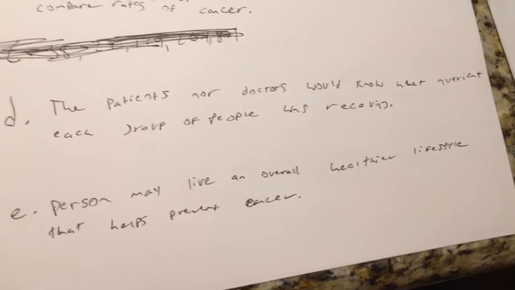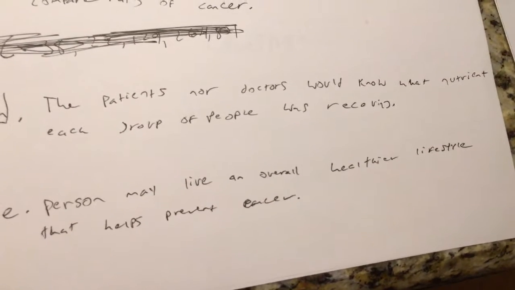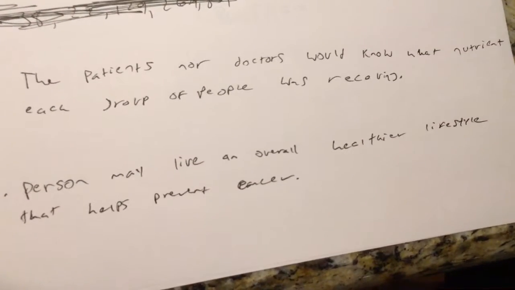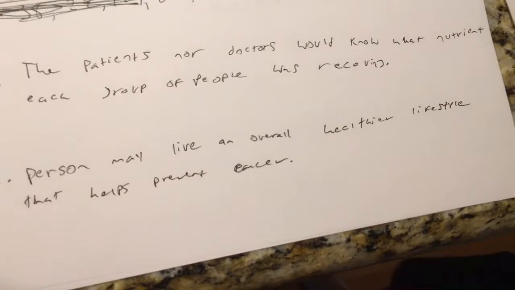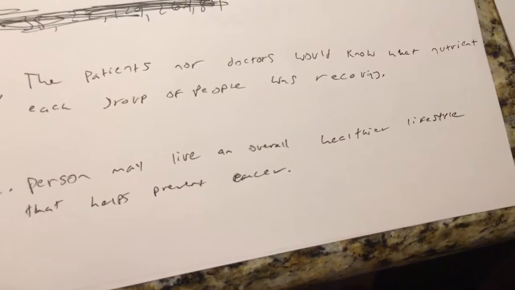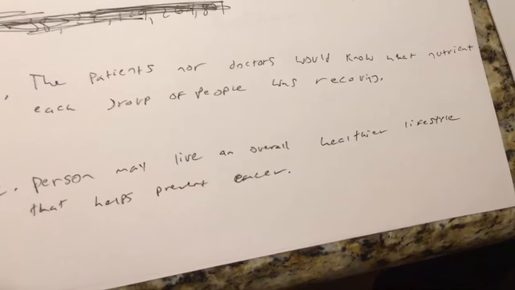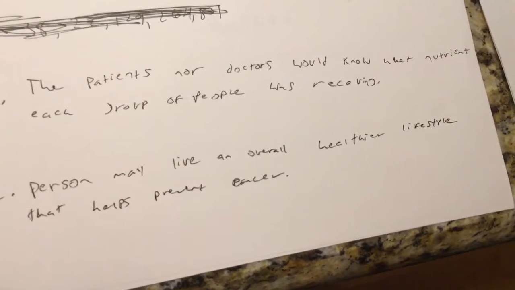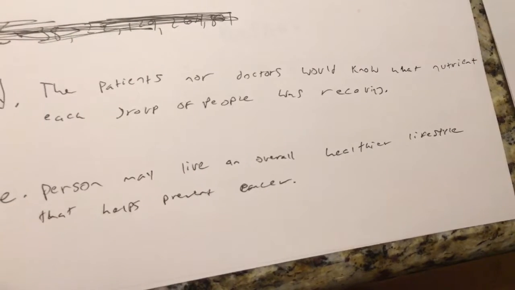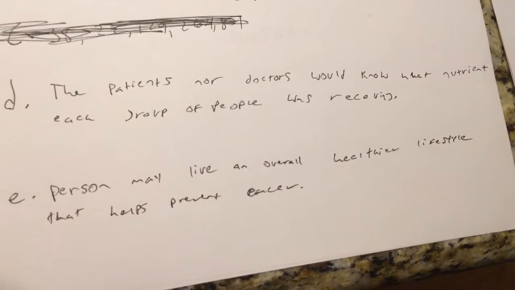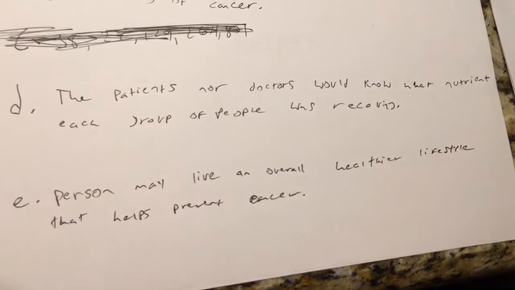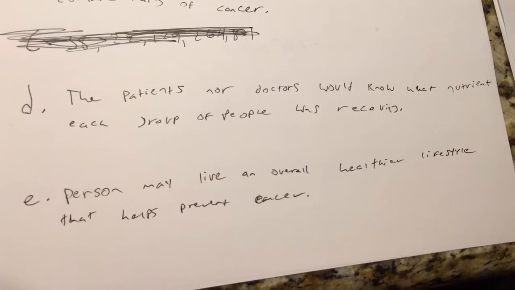Then part E asks to suggest some lurking variables. A lurking variable that I explained as an example is that somebody might live an overall healthier lifestyle that helps prevent cancer in general, like getting good exercise or something that keeps a person healthy, and that might change how much antioxidants actually affect the person.